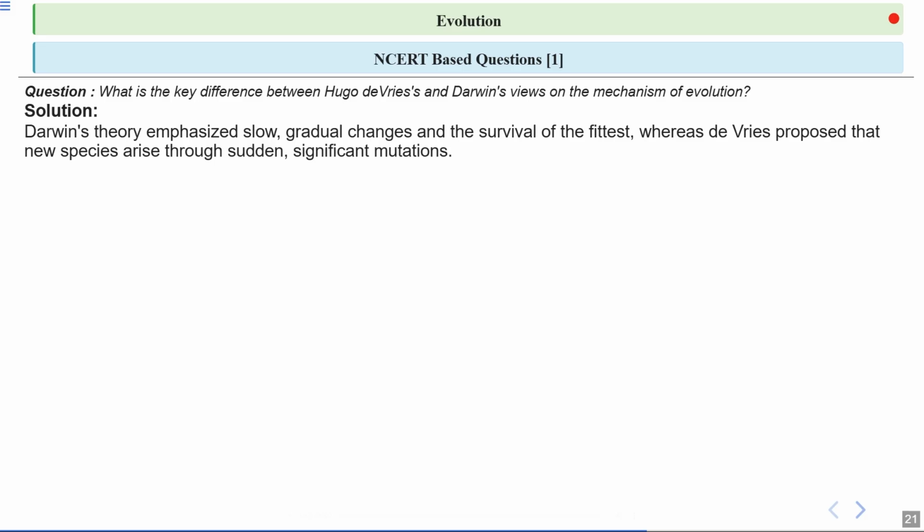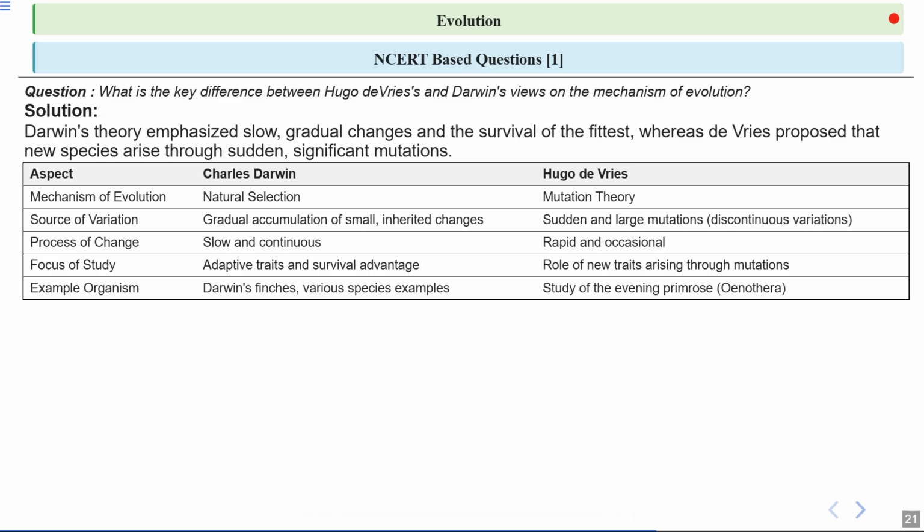Darwin said that evolution is gradual. It is a very slow process. Variations accumulate over time, and these variations are selected by nature. Clear? In contrast, Hugo de Vries said that speciation can occur in one single step due to one large mutation. He said mutations are random, they are large, they are directionless.